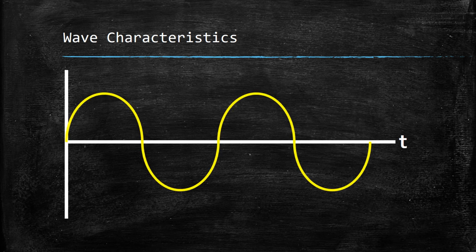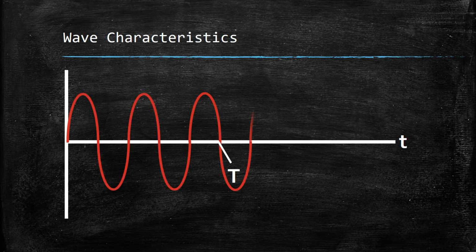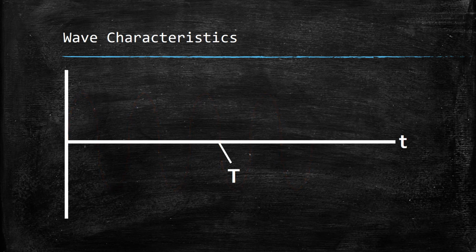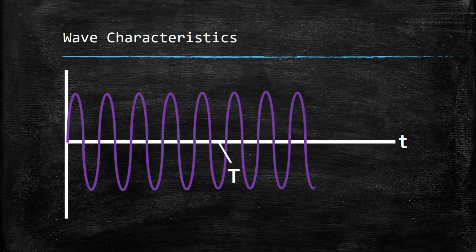In this example, I see 2 complete waves on the screen. The period is exactly in between those 2 complete waves. The time for one complete wave is quite long. In another wave, keeping that point T on the axis, we see this wave has almost twice as many waves in the same period of time. This wave, I've got far more waves occurring within the same period of time. Frequency is a measure of how many waves pass a point per second.